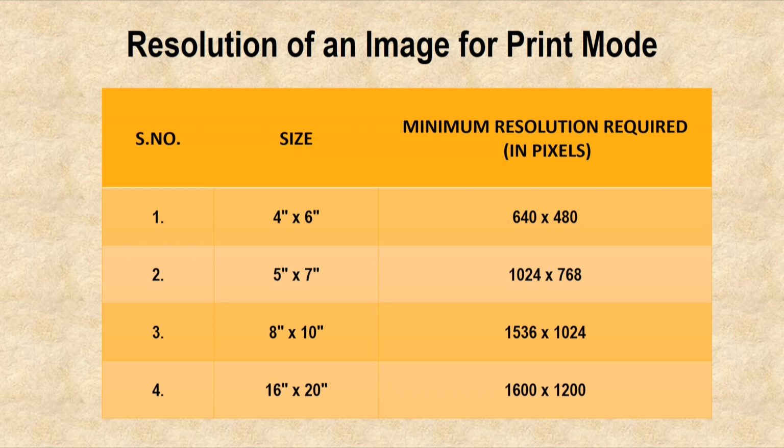In this figure, we can have an idea of how to go about deciding the particular image size. Let us consider we have an image of 4 by 6 inches. The minimum resolution requirement for this is 640 by 480. Another example can be a 5 by 7 inches image, and for that the minimum resolution requirement is 1024 by 768. Accordingly, we can decide on the various image sizes and the resolution requirement for them.